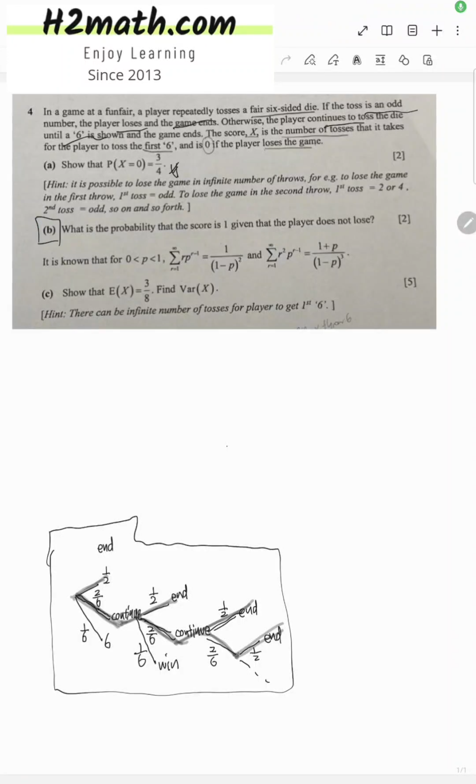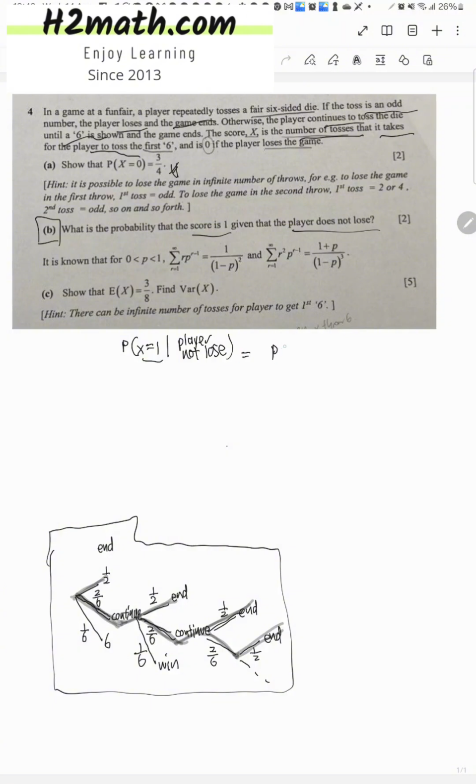B. What's the probability that the score is 1 given that the player does not lose? Score is 1 means x equals 1, probability x equals 1, given that the player does not lose. So it means eventually he got a 6. Also x equals 1 means the number of tosses it takes for the player to toss the first 6. That means he took 1 toss to get 6.